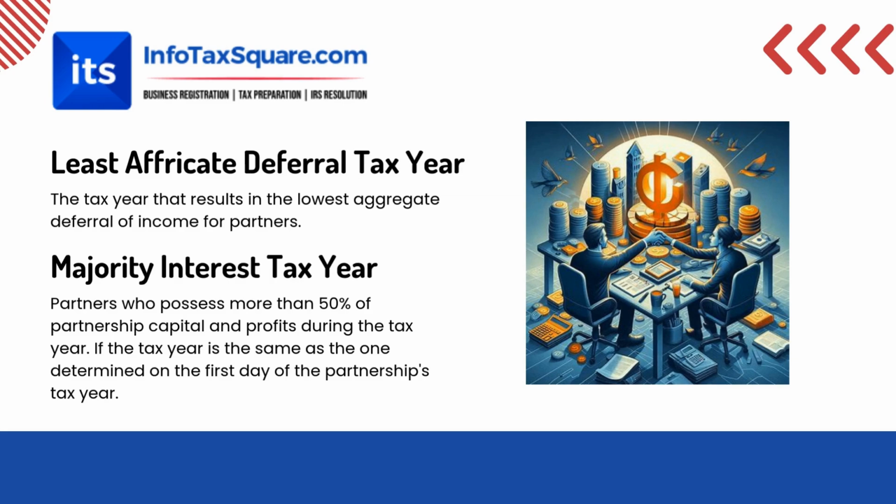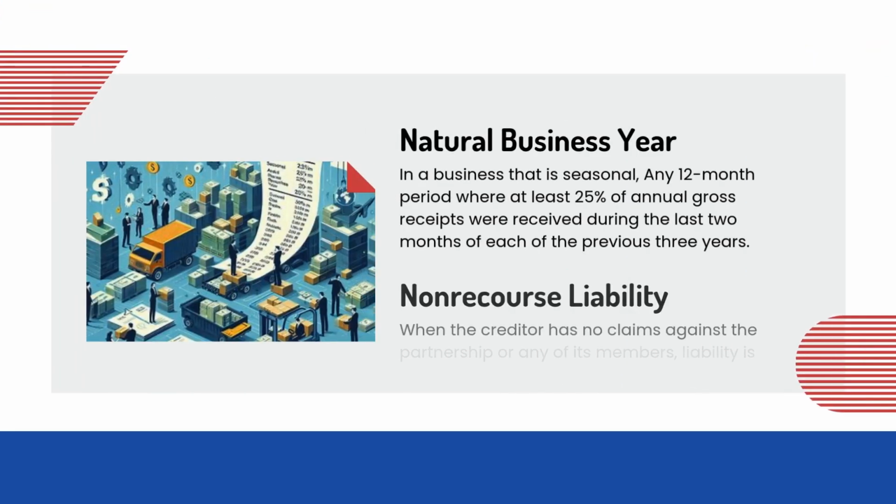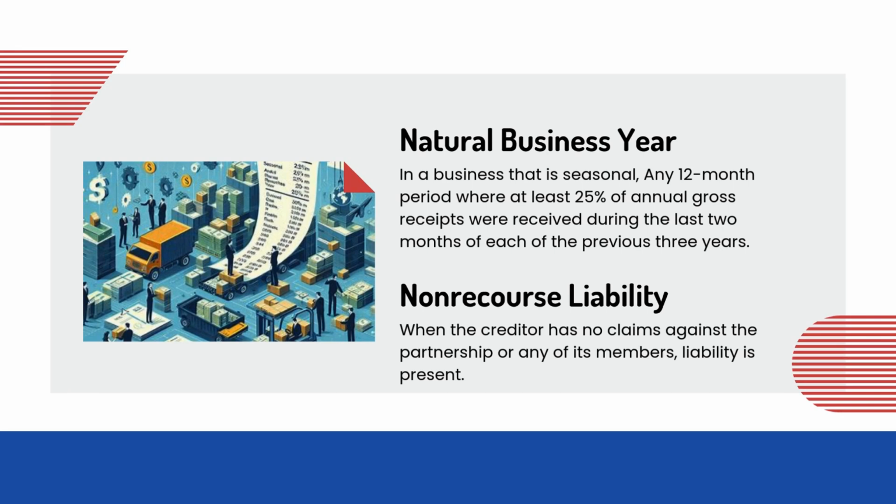Majority interest tax year. Partners who possess more than 50% of partnership capital and profits during the tax year. If the tax year is the same as the one determined on the first day of the partnership's tax year. Natural business year. In a business that is seasonal, any 12-month period where at least 25% of annual gross receipts were received during the last 2 months of each of the previous 3 years. Non-recourse liability. When the creditor has no claims against the partnership or any of its members, liability is present.